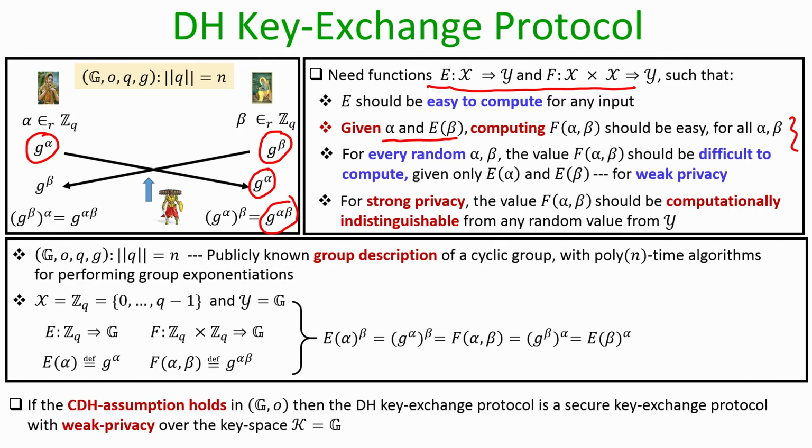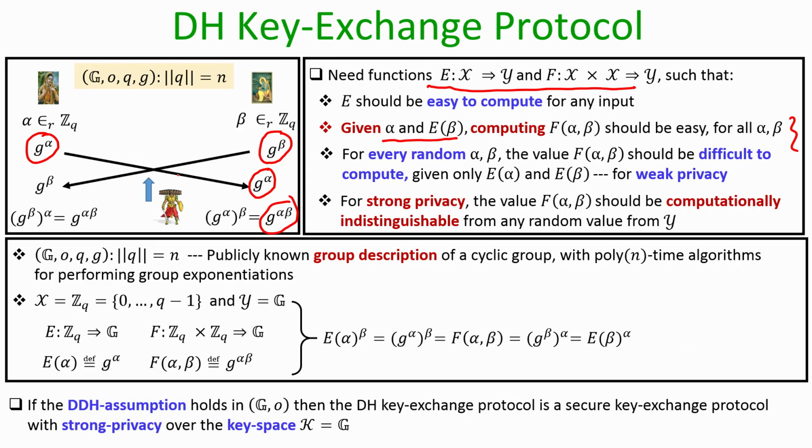Okay. So, it turns out that if we want weak privacy from this Diffie-Hellman key exchange protocol, then we need the CDH assumption to be true in the underlying cyclic group. That means, if it is ensured that the CDH problem is difficult to solve in the cyclic group which the sender and receiver are using to instantiate this Diffie-Hellman key exchange protocol, then indeed an eavesdropper who learns g to the power alpha and g to the power beta, where alpha and beta are randomly chosen, cannot figure out what exactly is g to the power alpha times beta, because that is precisely an instance of the CDH problem, right.